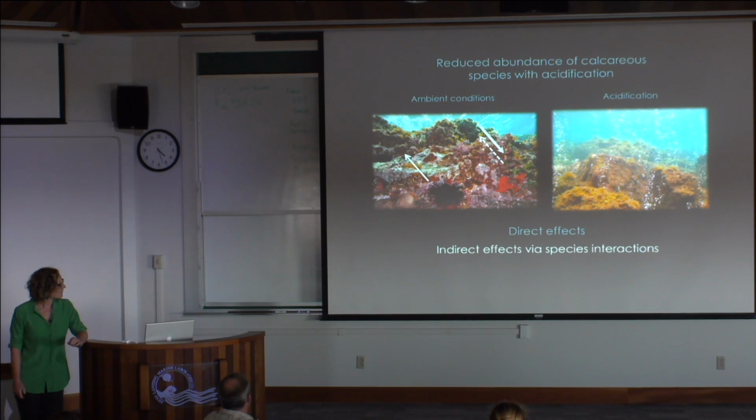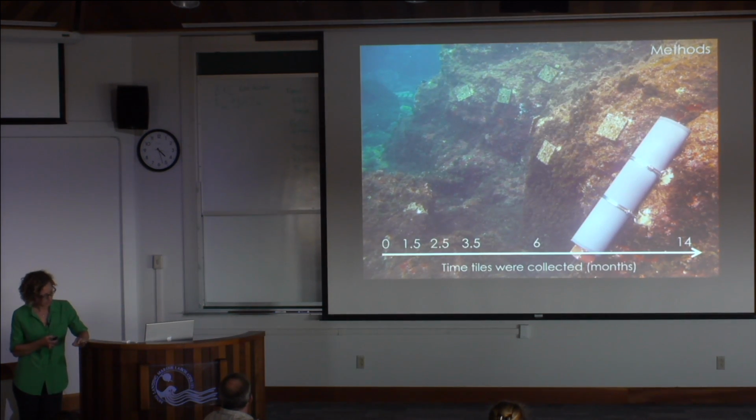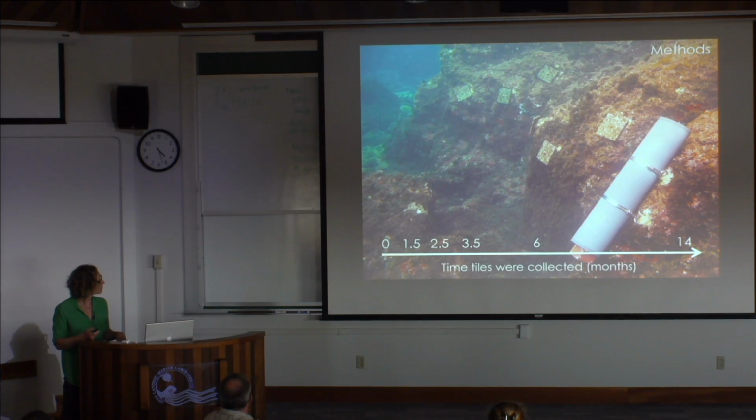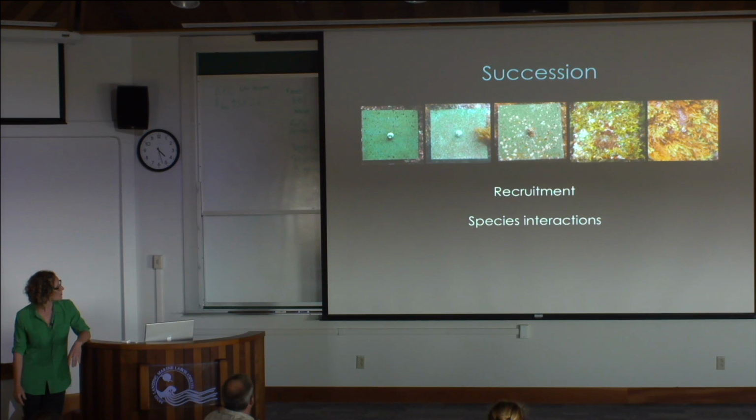So one way to get at this is to look at succession. I'm showing here a picture of, well, if I can get us back there. This is a tile in the ambient pH zone where we're growing a community over about the period of a year. And by watching how the community forms through time, we can get some insight into the importance of these ecological factors, like recruitment or species interactions, in actually organizing or developing the community.